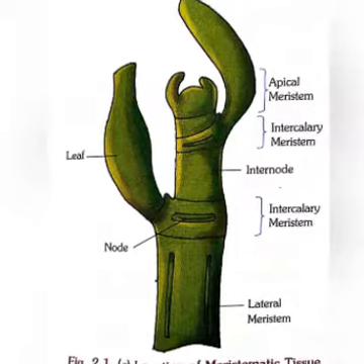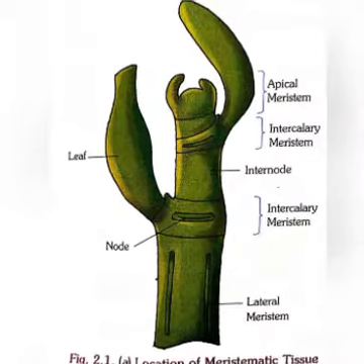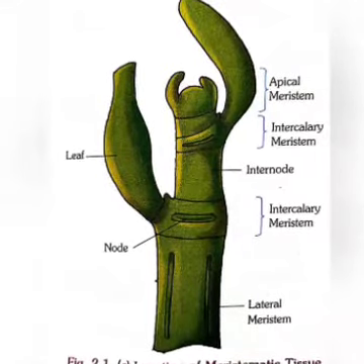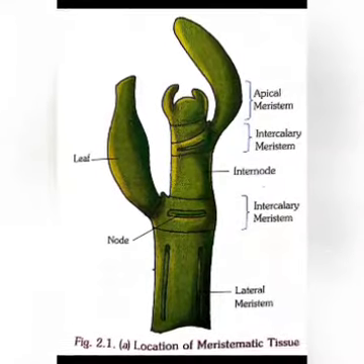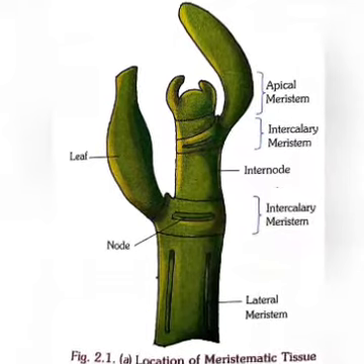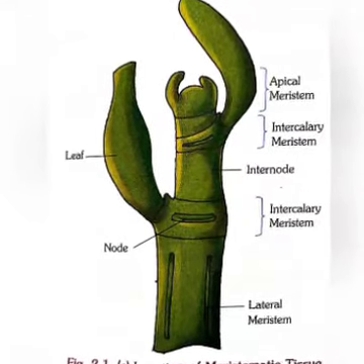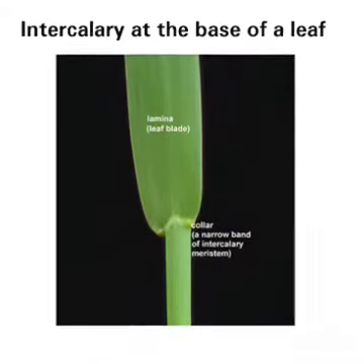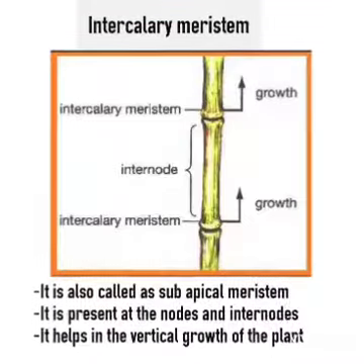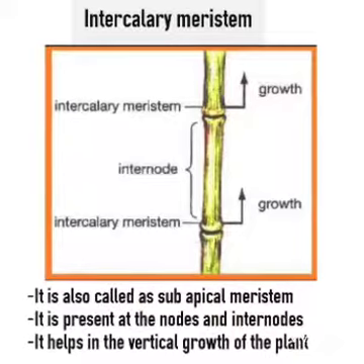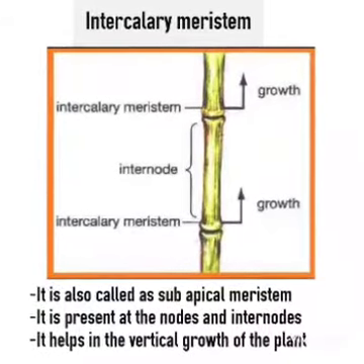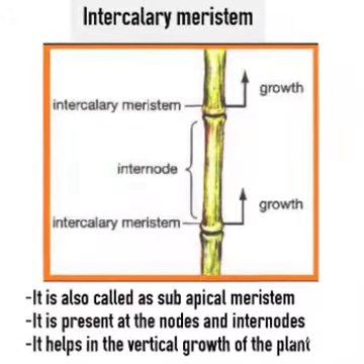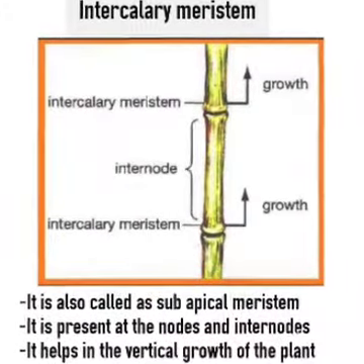Intercalary meristem is also called subapical meristem. If by chance the apical meristem is cut from the plant, still the plant grows, so the intercalary acts as a subapical meristem. It occurs at the base of the leaves, also at the nodes and the internodes, and it is responsible for the vertical growth of the plant. When the apical meristem is not there, this helps in the growth of the plant.